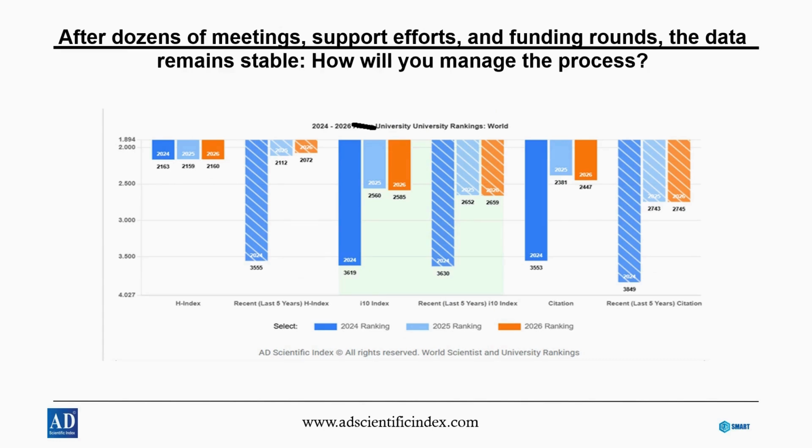improvement. Imagine a university investing months in meetings, support initiatives, and funding rounds, yet nothing changes. The rankings remain stuck. The H-index, I-10 index, and citation-based indicators stay flat. Despite all efforts, the institution struggles to understand why progress isn't happening and where the real bottleneck lies. When traditional management tools fail to reveal the underlying issues, decision-makers need a smarter, data-driven approach. This is where the Smart Institutional Excellence System becomes essential.